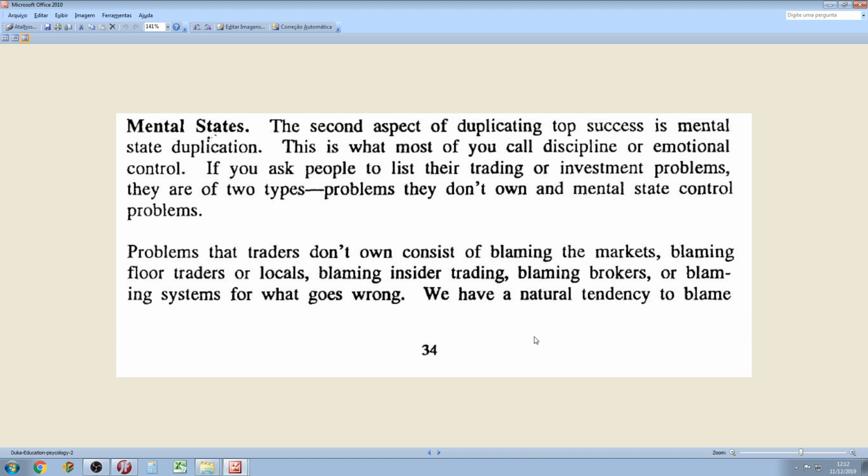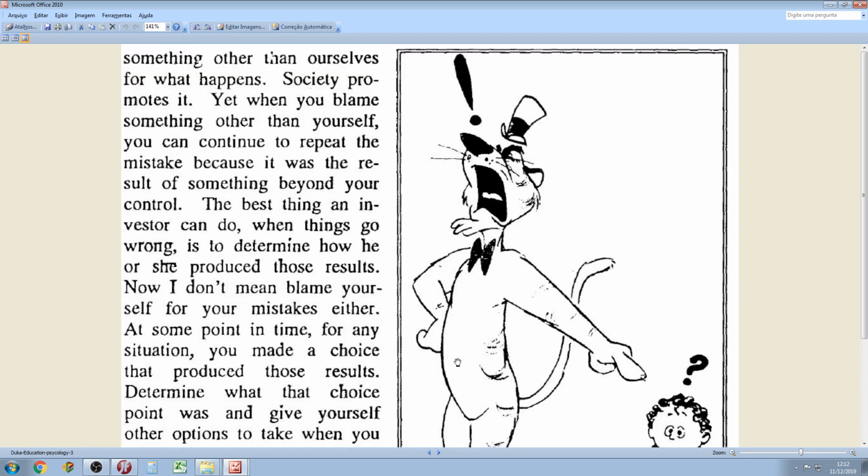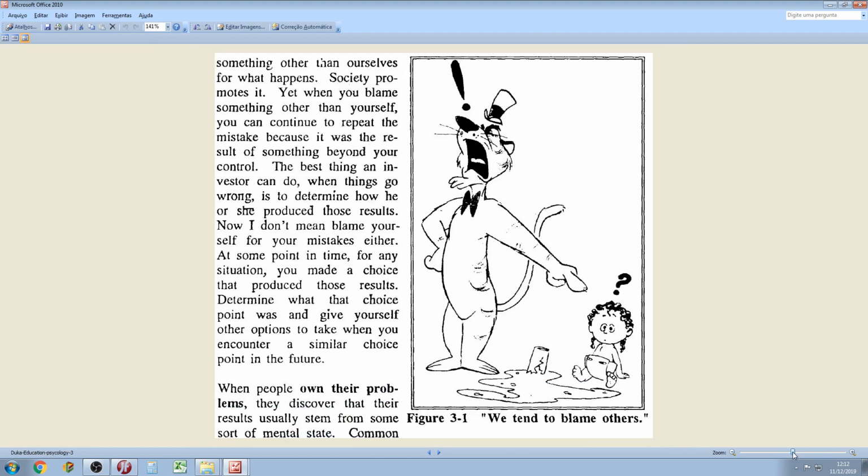This text is from the Super Trader book. The author is Dr. Van Tharp, and he continues, we have a natural tendency, everybody, so this is normal. We have a natural tendency to blame something other than ourselves for what happens.